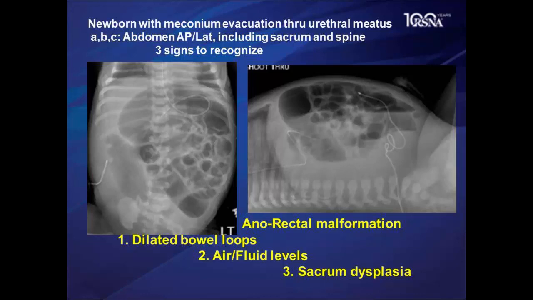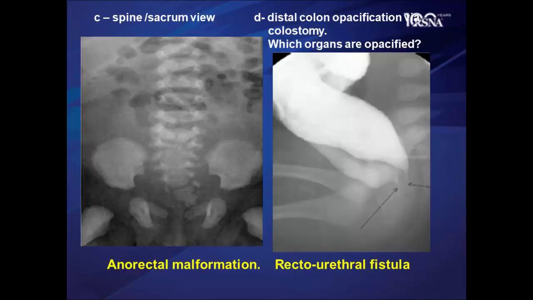Here we have meconium evacuation through the urethral meatus in a newborn. The plain film, abdomen distended, especially this bowel loop. But one has to look at everything in the film, and three signs to recognize: the dilatation of the bowel loops, the air fluid levels, we are dealing with an obstruction disease, and the sacrum dysplasia. Close up, see that you have sacrum problem here. Of course, clinical information I just hide from you, but the patient has ano-rectal malformation.